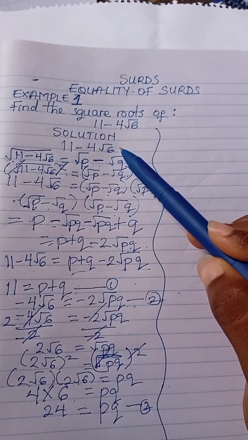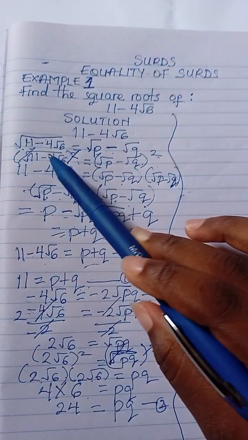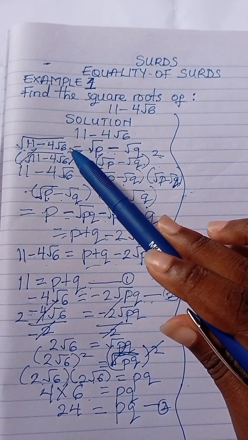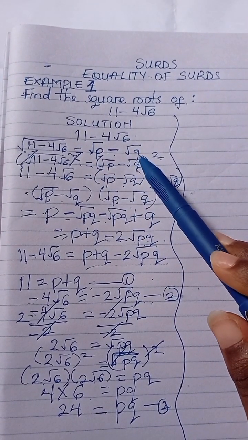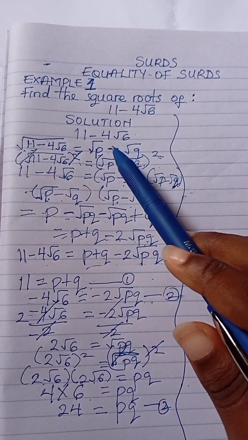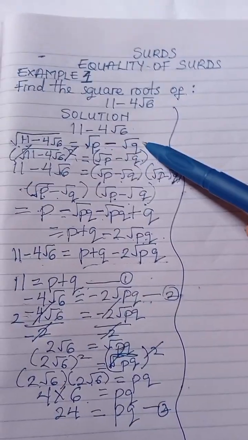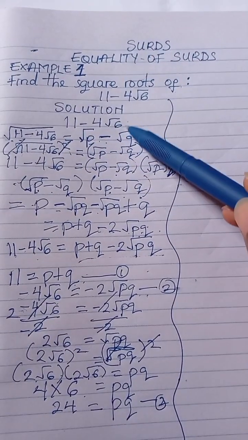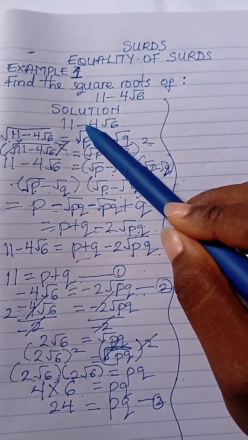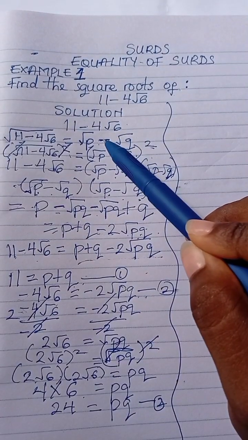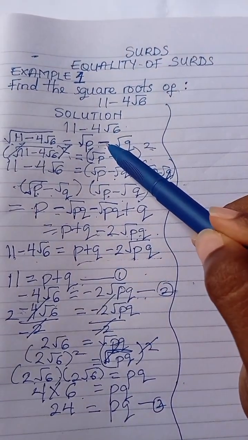11 minus 4√6. They said we should find the square root of it, so introduce the square root sign they told you. This is it here. So this is how I got √p minus √q. Whenever they say that you should look for the square root of a particular surd like this, you introduce two constants p and q, taking root sign also. The sign that is here, which is minus, determines what will be in between them. If it was plus, it will also be plus. But because it's minus in the question, that's why I wrote minus here.